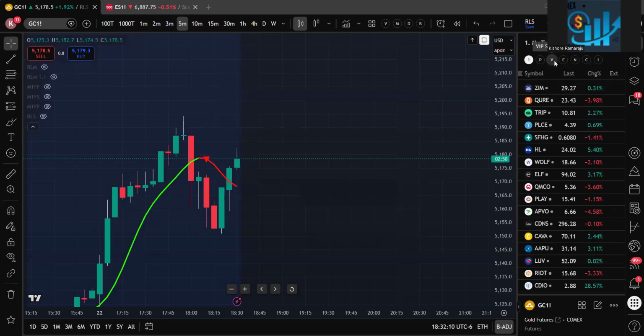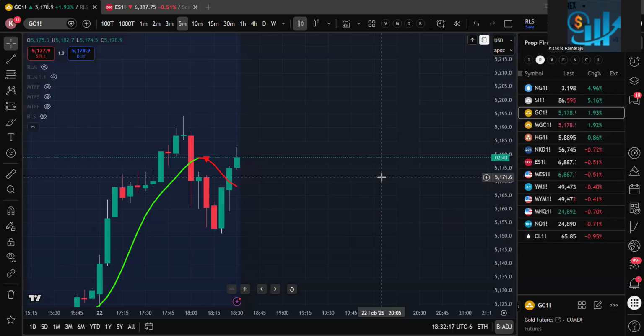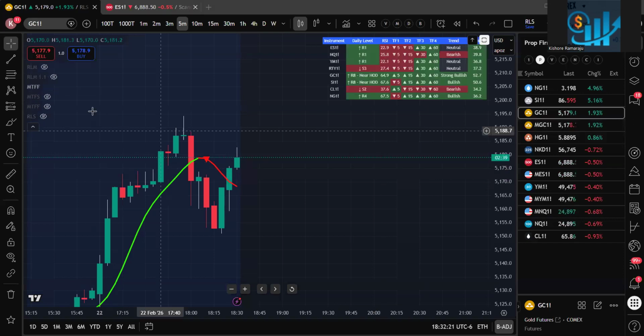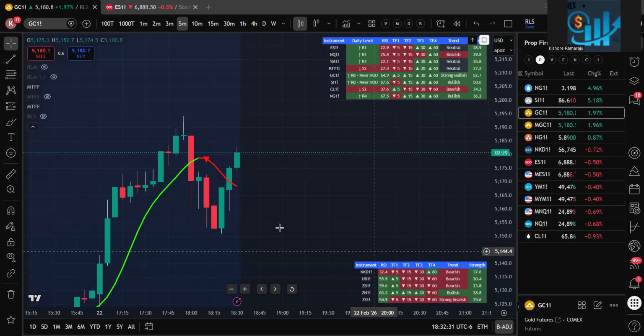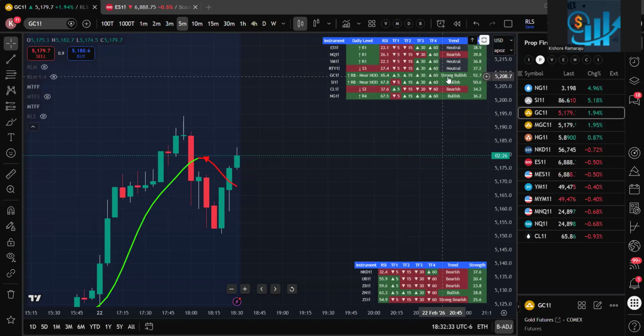If you don't want to look at so many tickers, you don't want to take so many trades, then the best thing is you just watch the scanner. By looking at the scanner, you know which ones are very bullish or very bearish. If something is neutral, you can avoid them. If something is strong bullish or strong bearish, they are the best picks for today. So GC is the best one, or natural gas.